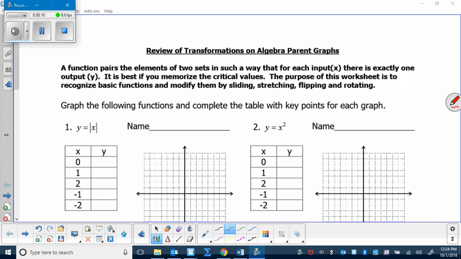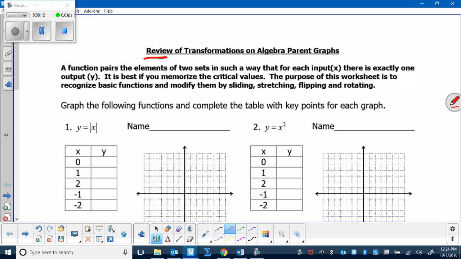Today we're going to review parent graphs from Algebra 1 and Algebra 2. So this is super important going forward in our next unit, but I feel like you guys are smart enough that you can watch this video and you don't have to waste class time going over everything in detail.